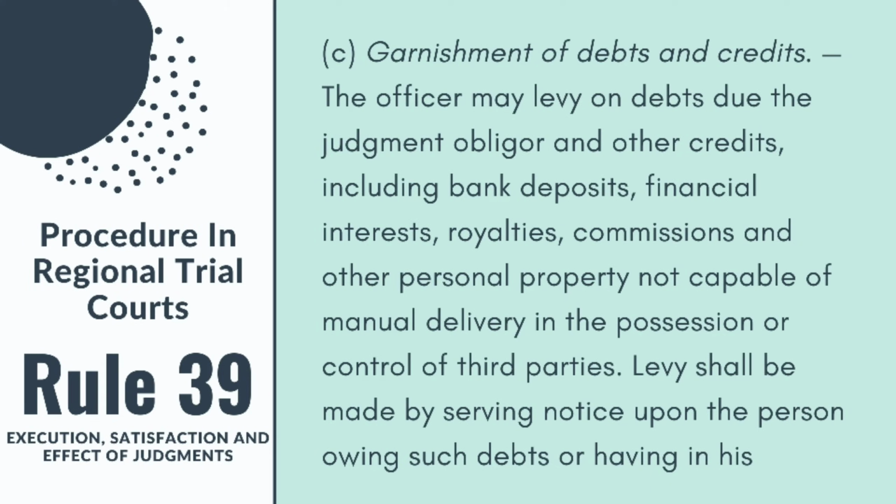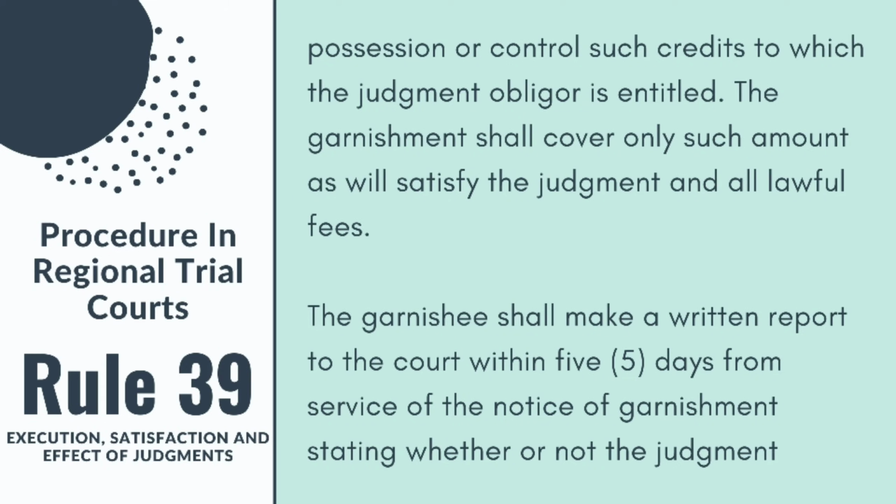C. Garnishment of debts and credits. The officer may levy on debts due the judgment obligor and other credits, including bank deposits, financial interests, royalties, commissions and other personal property not capable of manual delivery, in the possession or control of third parties. Levy shall be made by serving notice upon the person owing such debts, or having in his possession or control such credits to which the judgment obligor is entitled.